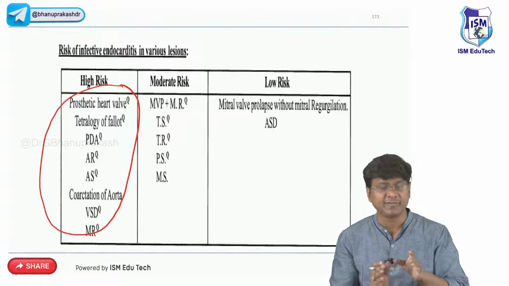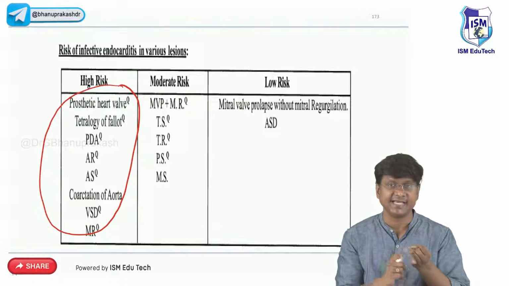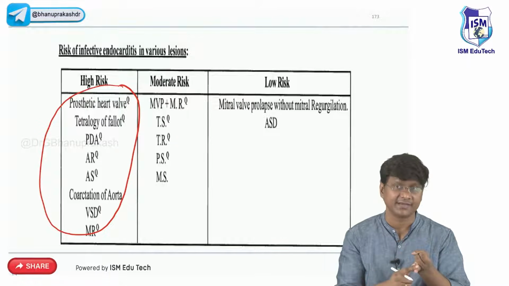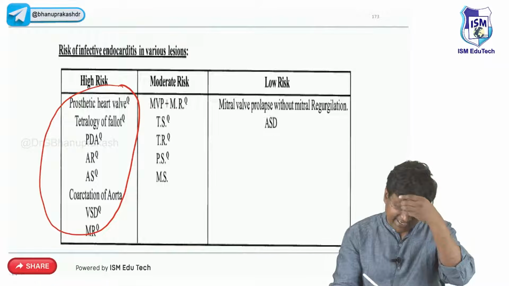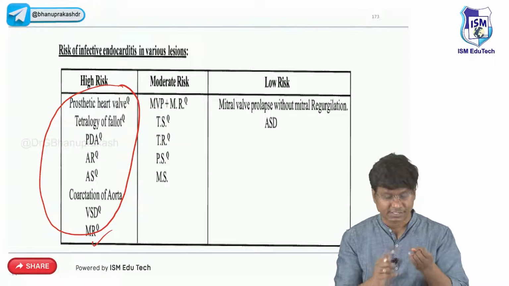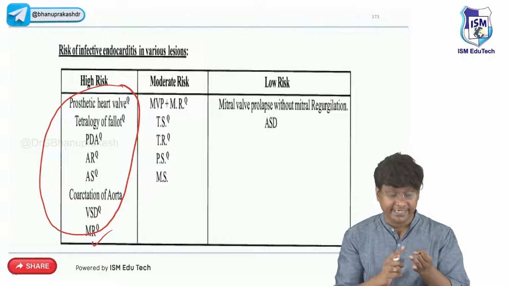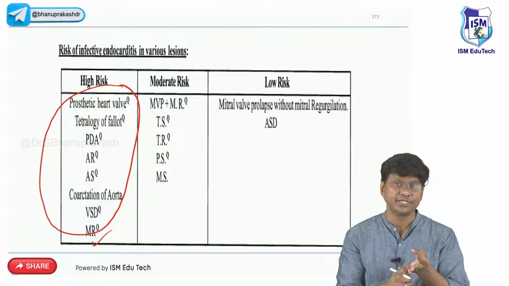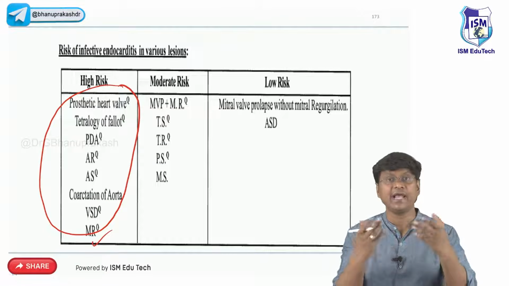High risk lesions are mainly the aortic lesions, that is AS and AR. And then even the mitral valve lesion, that will be MR. Apart from that, congenital heart diseases like patent ductus arteriosus, tetralogy of Fallot, coarctation of aorta, ventricular septal defect, they are all high risk lesions.